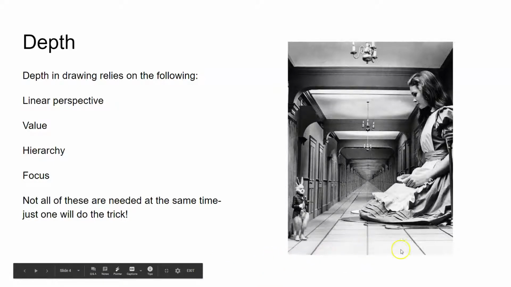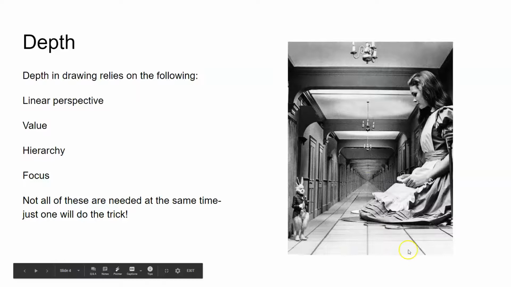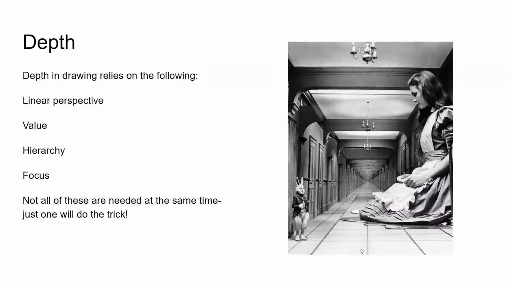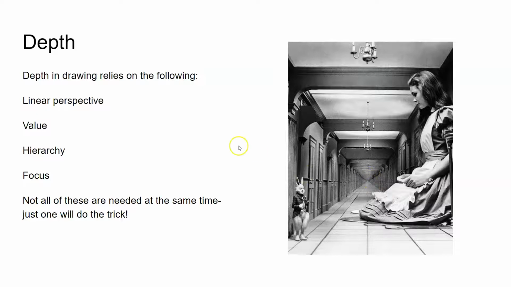So notice how the floor tiles, as they go far away from you, and the walls all converge to a point. That's linear perspective. Value: things that are close to you are lighter, darker further away. Hierarchy: bigger things seem closer to you. And focus: lots of details in Alice and Rabbit, not so many back here at the end of the corridor.